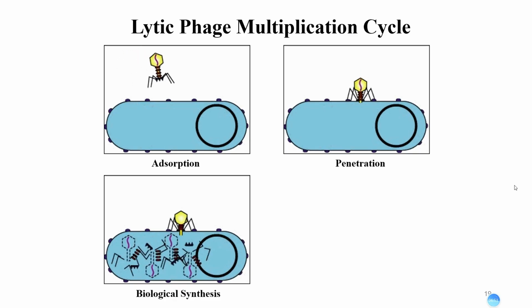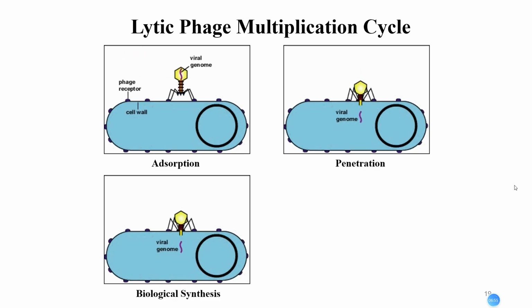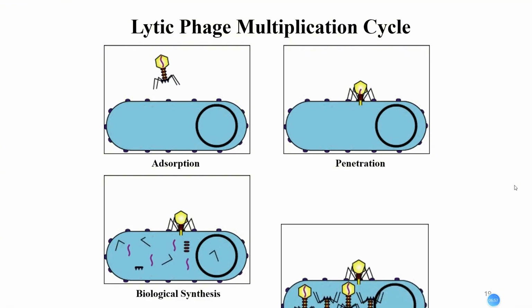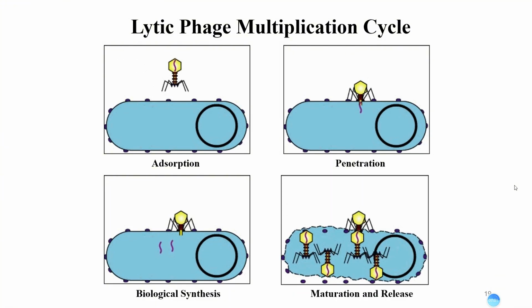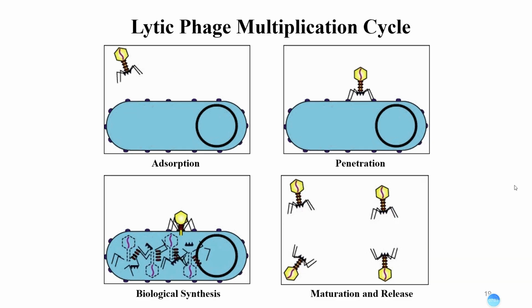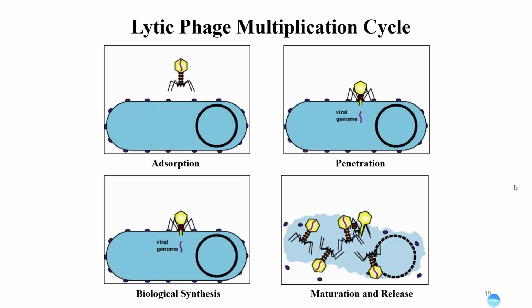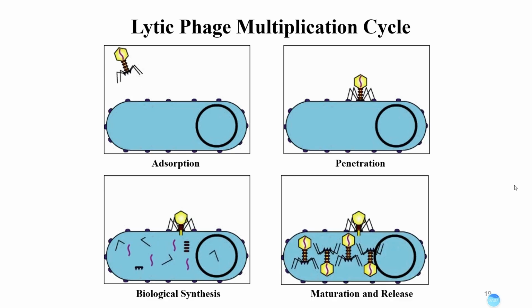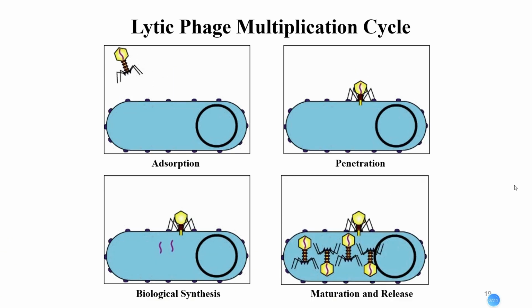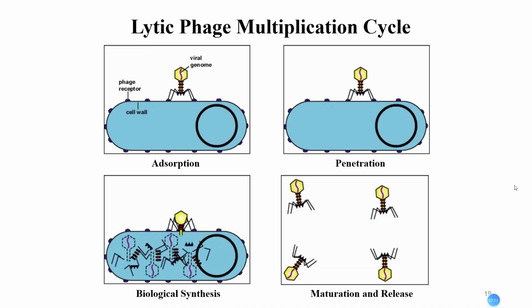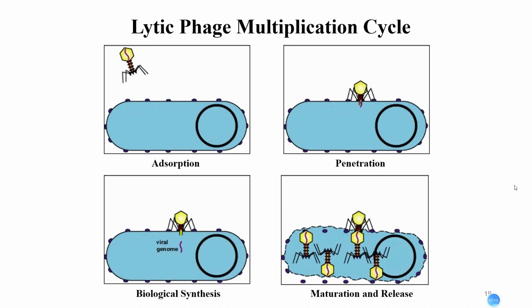Once the viral particle is mature, it can be released from the host cell by lysing the host cell. So the host cell is lysed, and the viral particles will be released to infect other host cells. So this is the life cycle of the lytic phage.